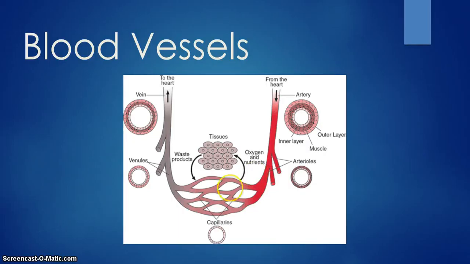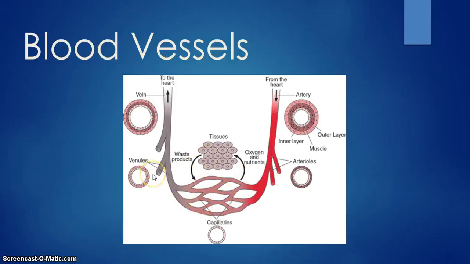So the next vessel is the capillaries here. Capillaries are tiny, very thin walled vessels which carry blood away from the heart. The thin walls of the capillaries allow oxygen and nutrients to pass from the blood into tissues and allow waste products to pass from tissues into the blood. So they help get rid of waste products and help transport oxygen and nutrients to our muscles and to the tissues that need them.